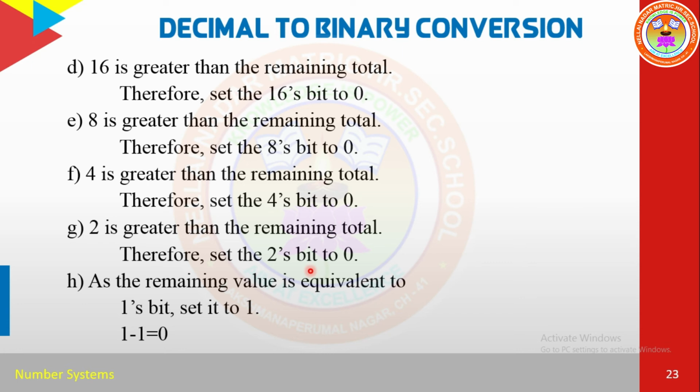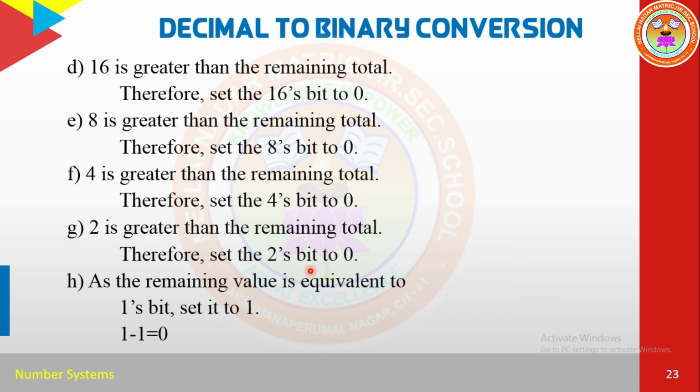Then 4, it is also greater than the remaining total, which is 1. Then it will be 0. Then 2 is greater than the remaining total, therefore the 2's bit will also be 0. Then finally, as the remaining value is equivalent to 1's bit, set it to 1.